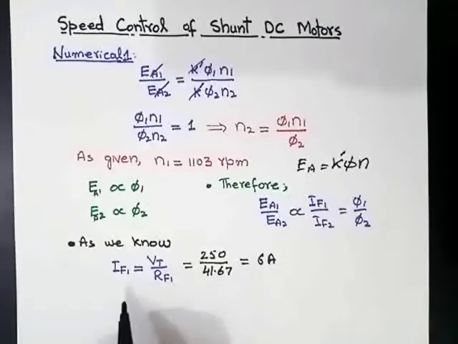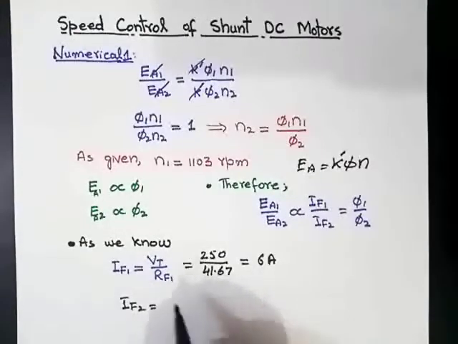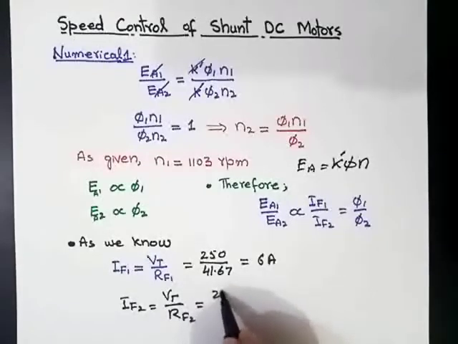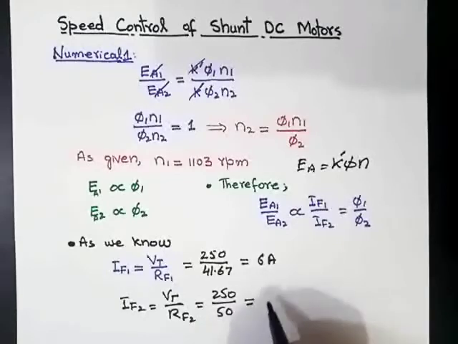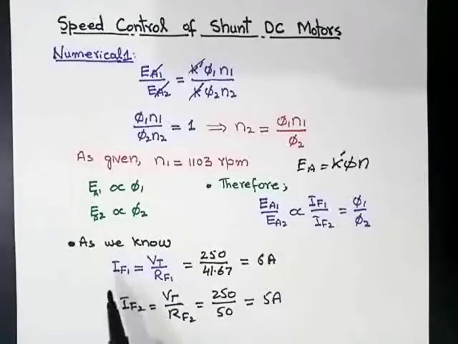Now we will calculate the value of IF2. IF2 will be equal to VT over RF2. Putting the value of VT and RF2 in this equation, we get 250 over the value of RF2, which is given in this particular problem as 50 ohm. By dividing this we get 5 ampere. Now the value of IF1 is 6 ampere and the value of IF2 is 5 ampere.